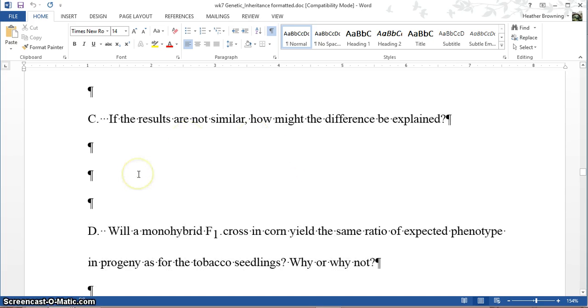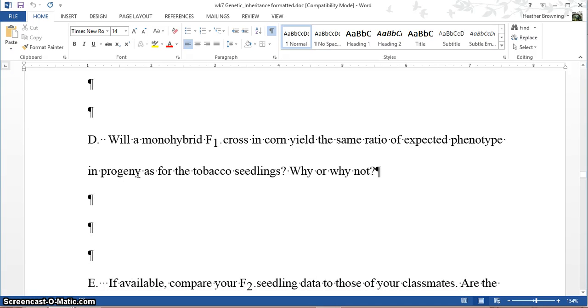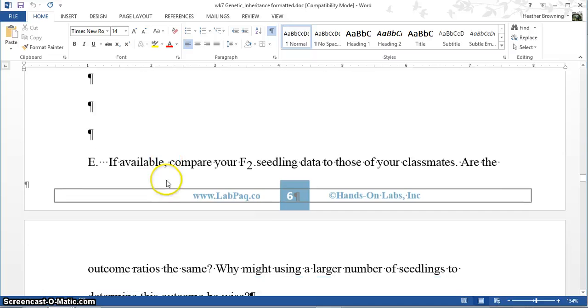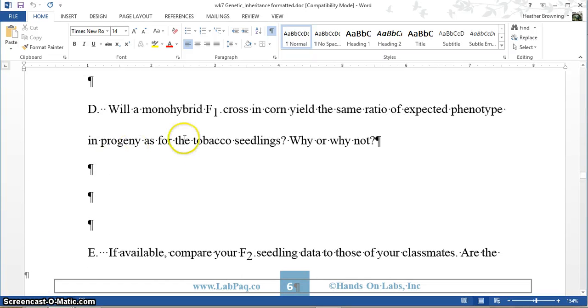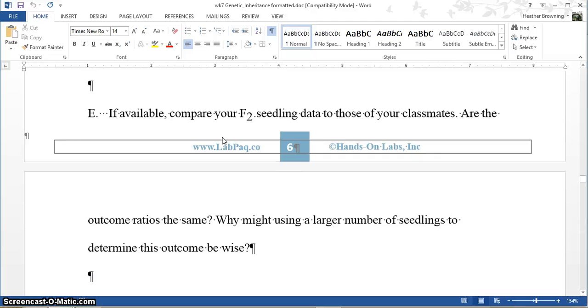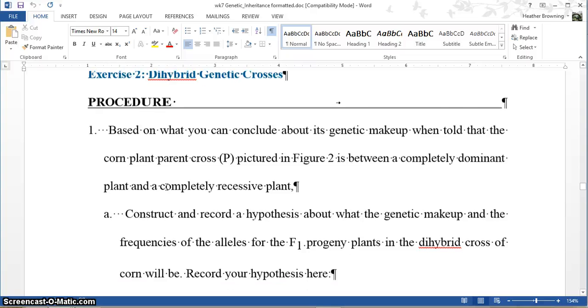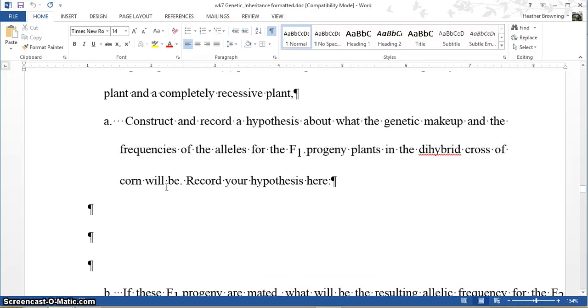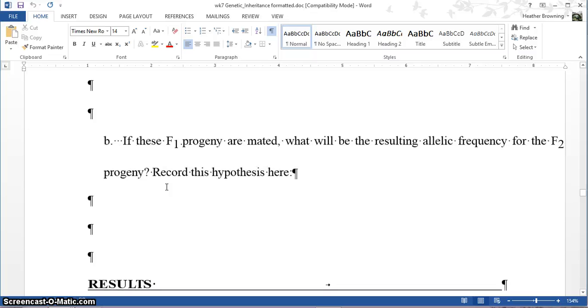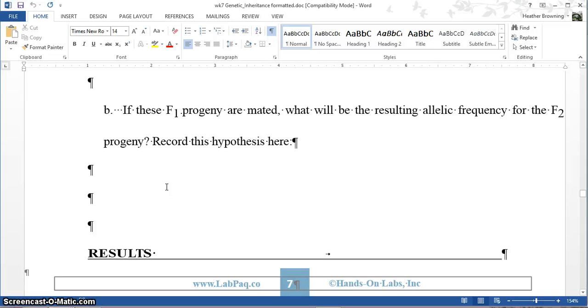And then if the results are not similar, why are they different? Tobacco: will a monohybrid cross of the corn be the same as the tobacco? So basically, does it matter what you're breeding? Will the same principles apply? You're going to look at your data from everybody else too, to see what happened. Thank goodness, right? Construct a hypothesis. Record your hypothesis there.